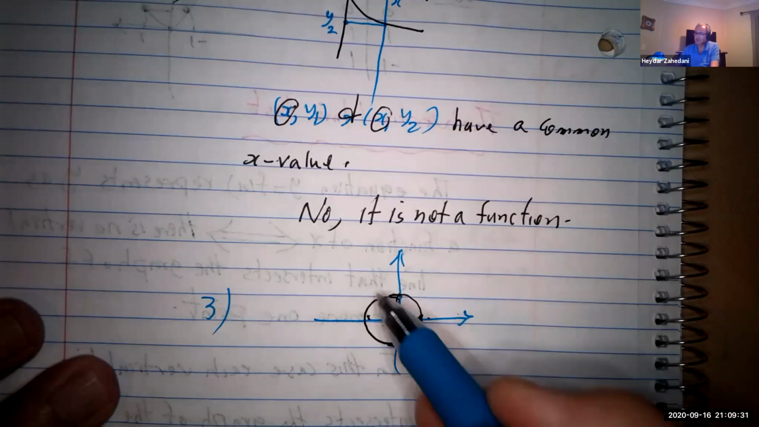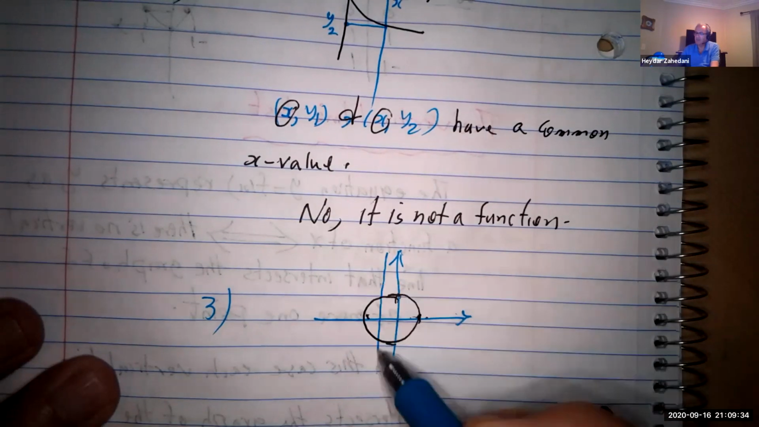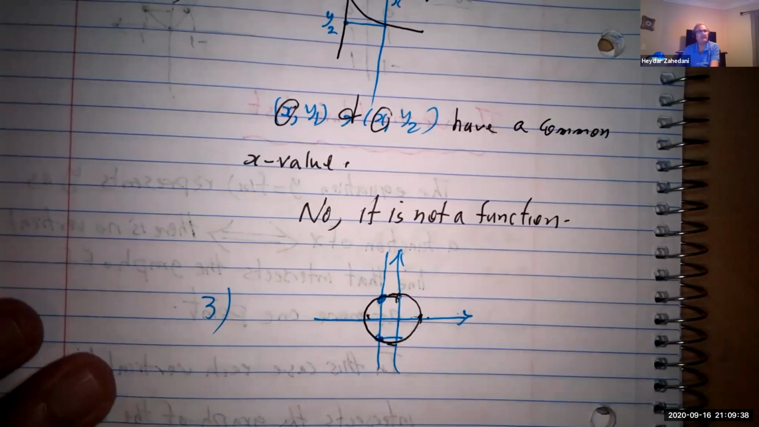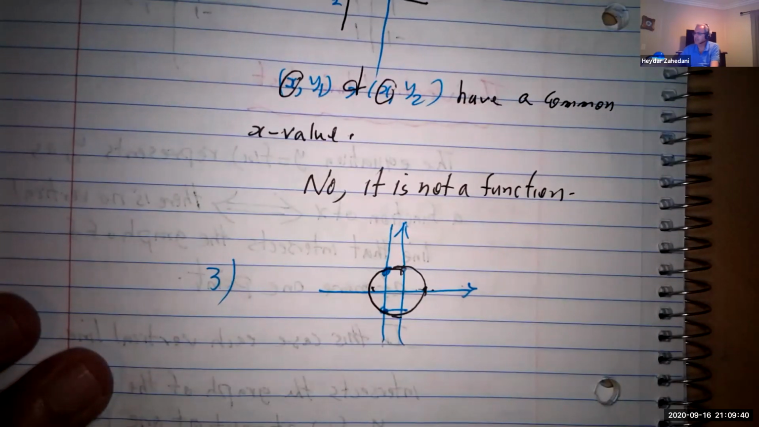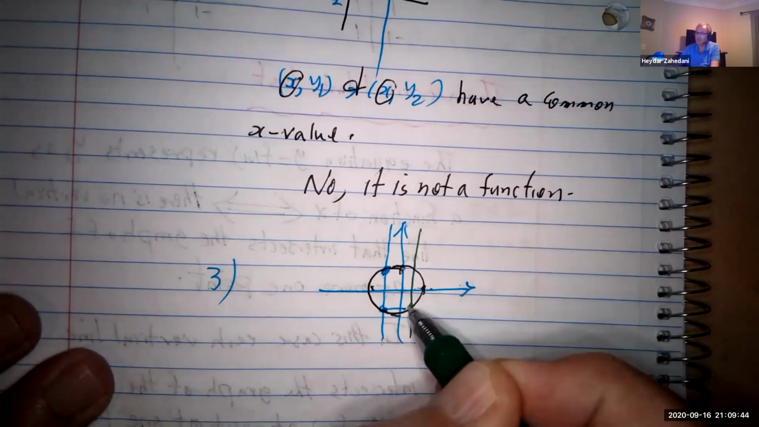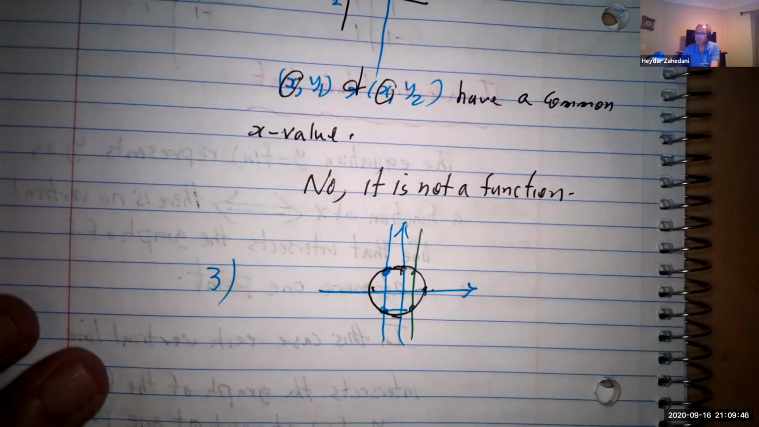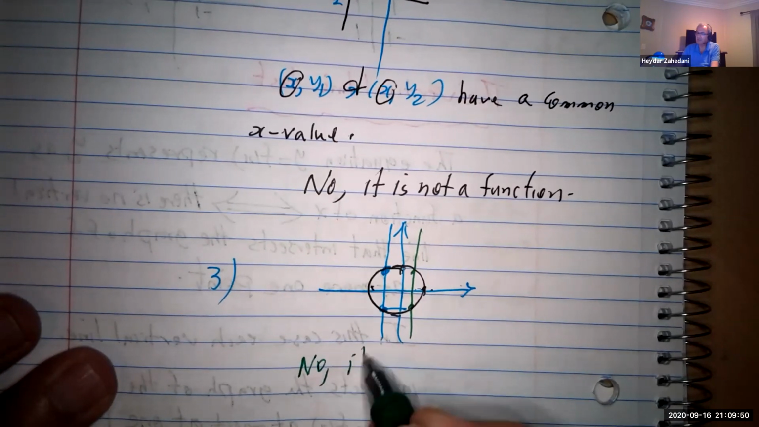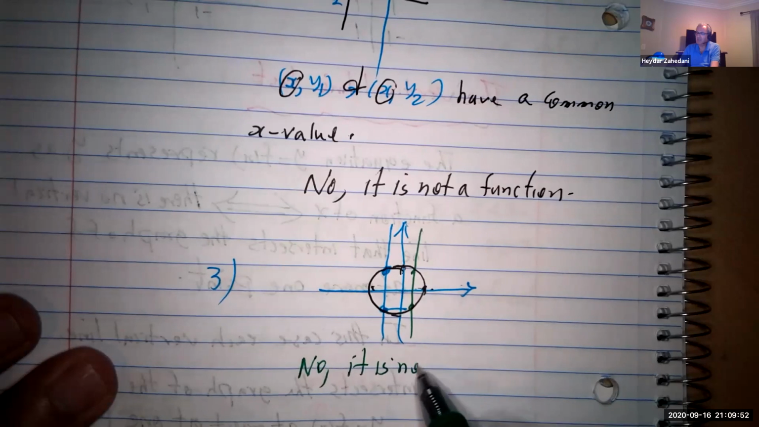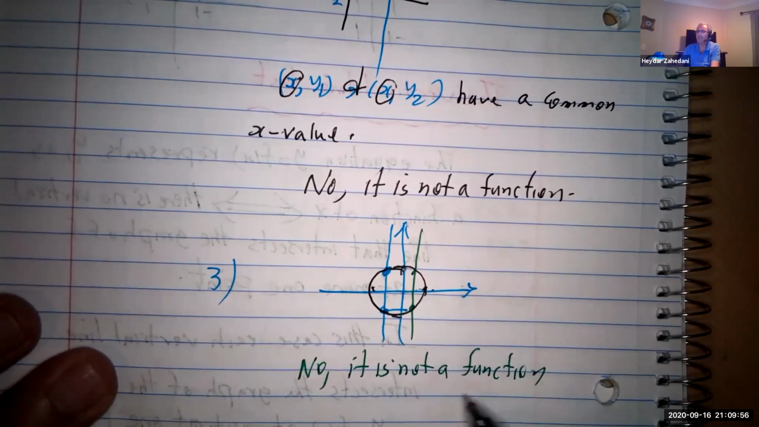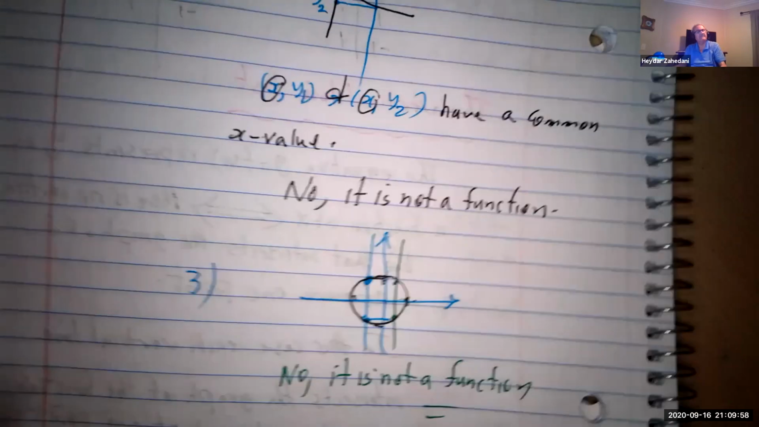You see, a vertical line intersects at 2 points. There are quite a lot of vertical lines that intersect. You see another one intersects at more than 1 point. So no, it is not a function. So it's not going to be a function.